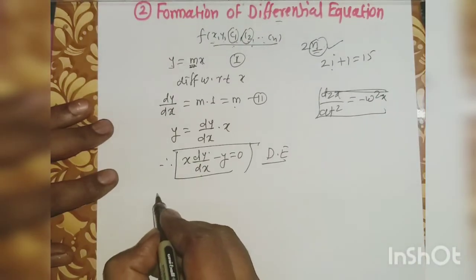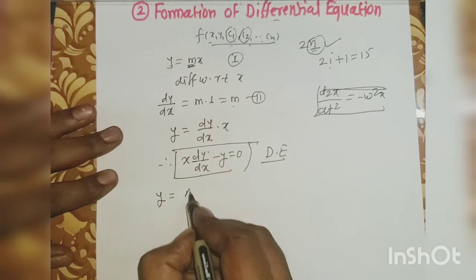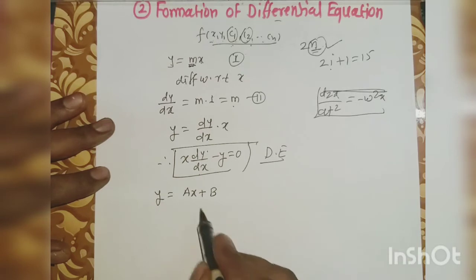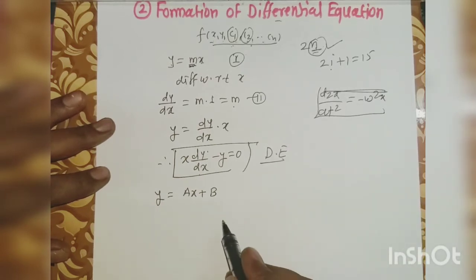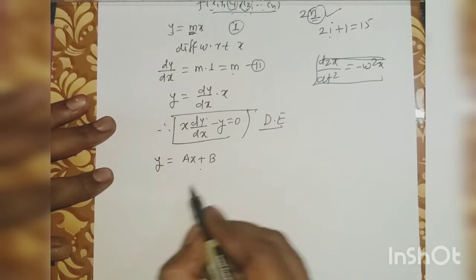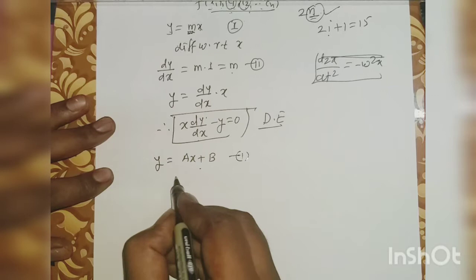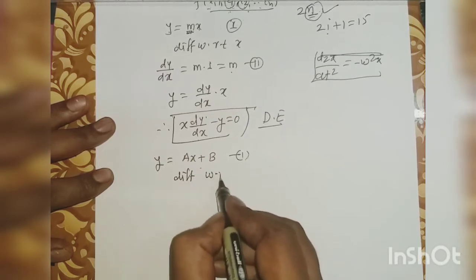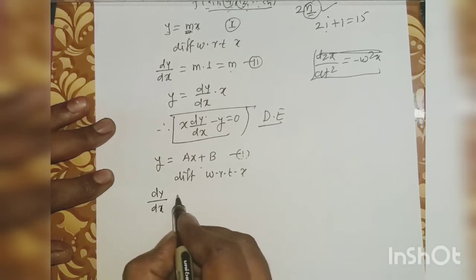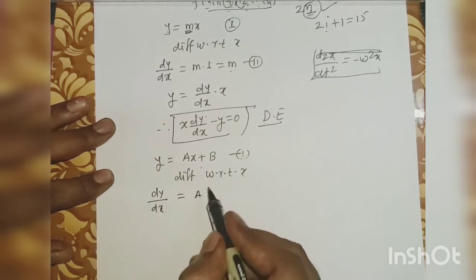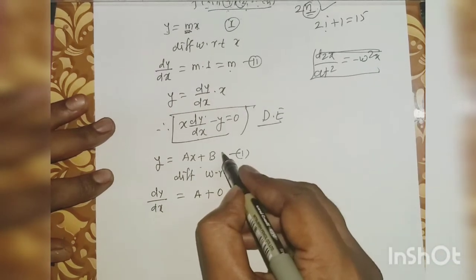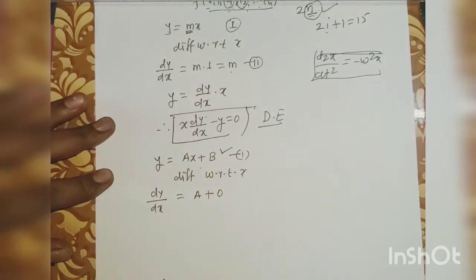Now we take another example. y is equal to ax plus b. Now this equation consists of two arbitrary constants. Therefore, take two times its differentiation. First, differentiate the given equation with respect to x: left hand side dy by dx is equal to a plus derivative of b, which is 0. That means by taking the first order derivative, b is eliminated.